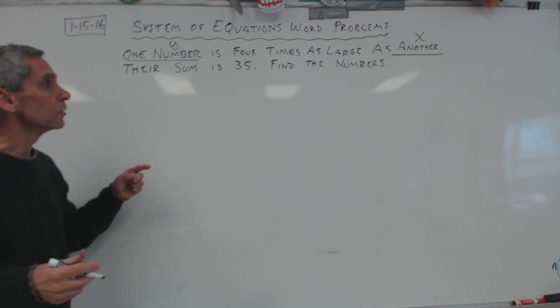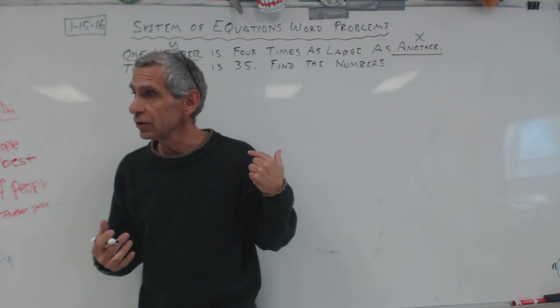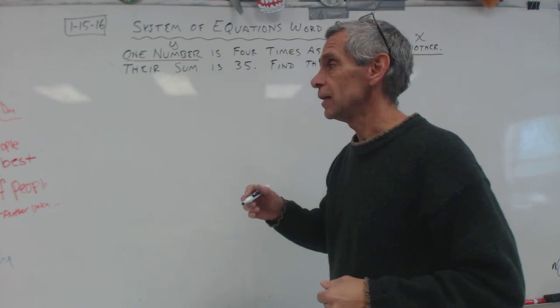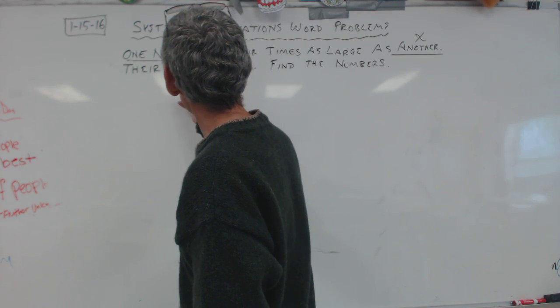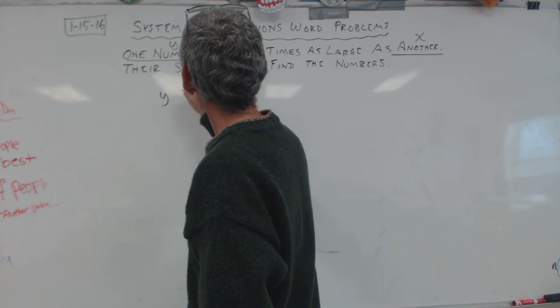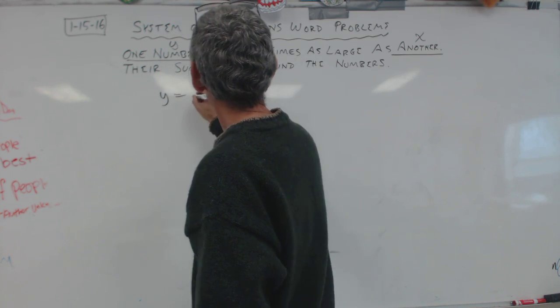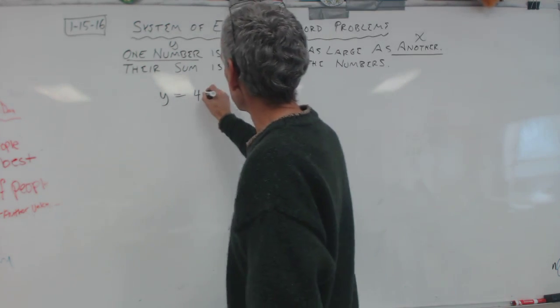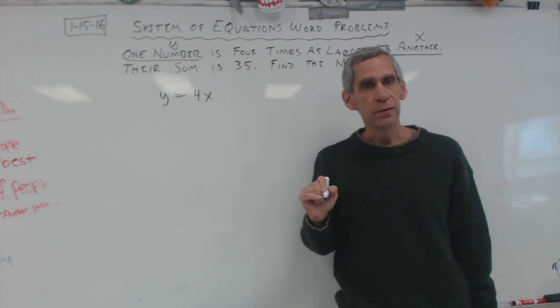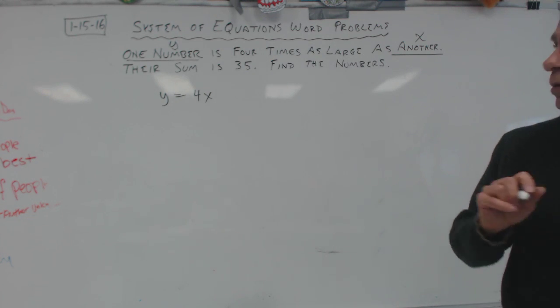We need 2 equations. The first sentence is the first equation. Really easy. Let's just do it slowly. Y equals 4x. One number, y, is 4 times as large as another, x. Everybody agree with that? Does that make sense?